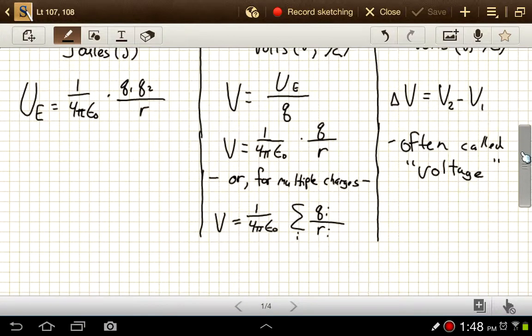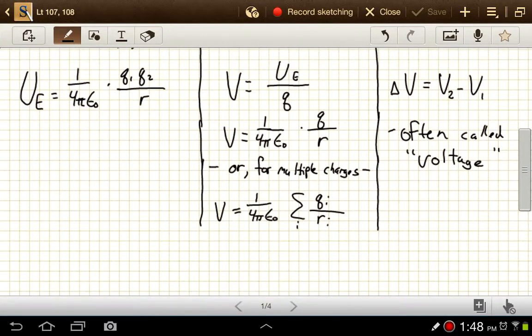If we have multiple charges, we can just add up the electric potentials from each charge. So if we had, say, a positive charge here and a negative charge here, and we wanted to know what's the electric potential right here, well, we'd figure out the electric potential from this one, and we'd figure out the electric potential from this one, just using this equation that we were looking at earlier, and just add them together. So that's just a mathematical way of representing that.